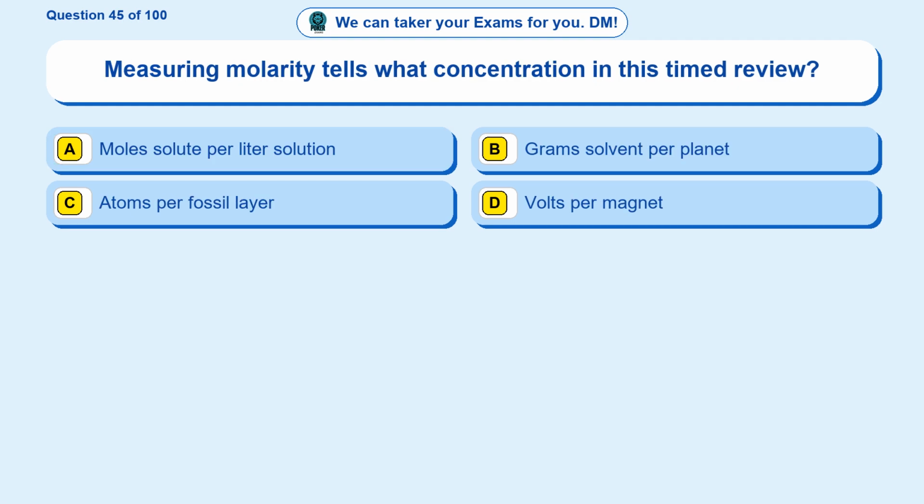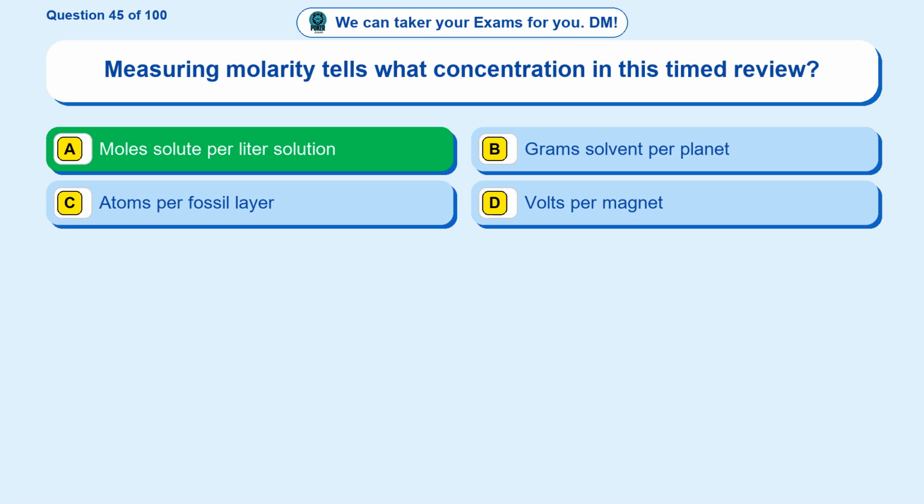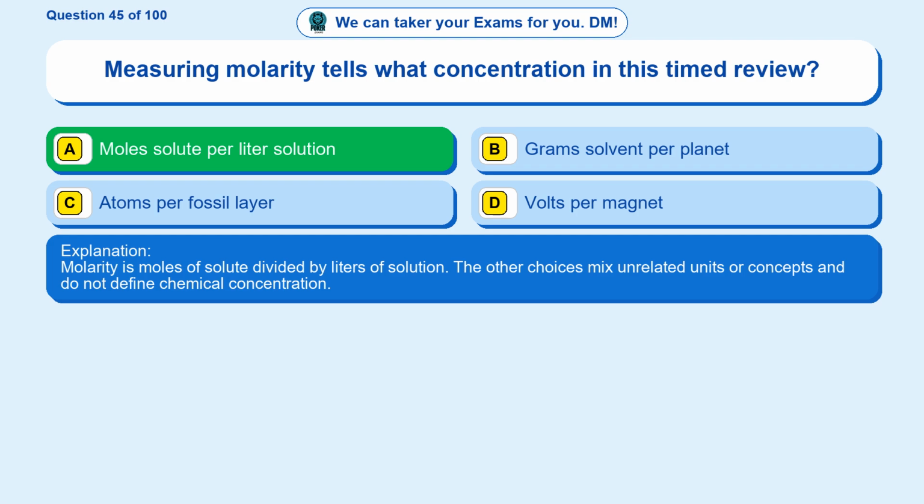Question 45. Measuring molarity tells what concentration in this timed review? Option A moles solute per liter solution. Option B grams solvent per planet. Option C atoms per fossil layer. Option D volts per magnet. The correct answer is option A. Moles solute per liter solution. Molarity is moles of solute divided by liters of solution. The other choices mix unrelated units or concepts and do not define chemical concentration.